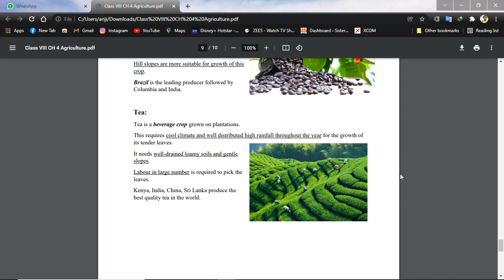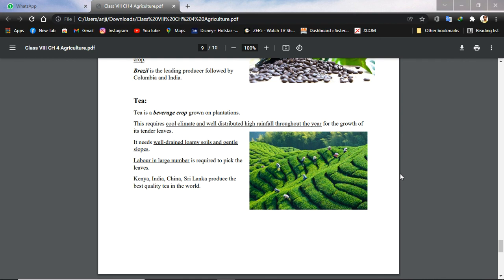After coffee we have tea. Tea is a beverage crop grown in plantations. We need a cool climate and well-distributed high rainfall throughout the year, and it's mainly grown in hilly regions, in Darjeeling and Assam. You can see the tea plantations in these regions, and we need well-drained loamy soils and gentle slopes for tea cultivation. Too much labor is needed for this type of cultivation to collect the tea leaves, and this is labor-intensive agriculture. Kenya, India, China and Sri Lanka produce the best quality tea in the world.